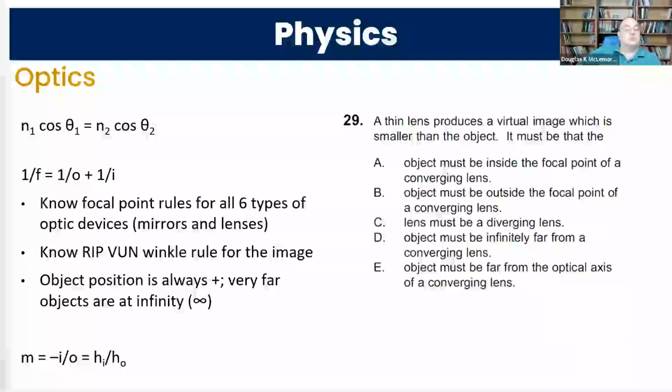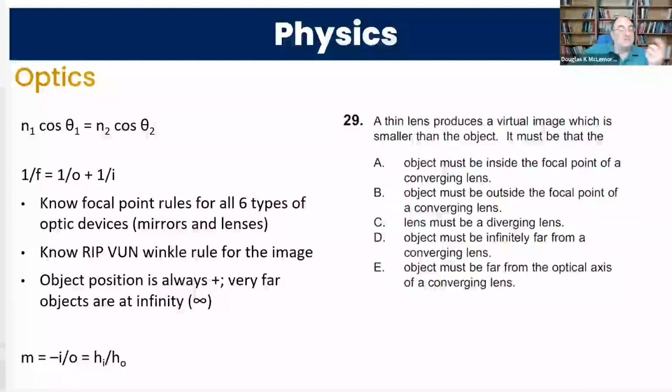For the image, the rule is very simple. RIP VUN. RIP stands for real, inverted, positive. So when the image is positive, it's going to be a real image, and it's going to be inverted. And then you've got to know virtual, upright, negative. So when the image is negative, it's virtual and it's upright. Rip Van Winkle is how I've always remembered that.